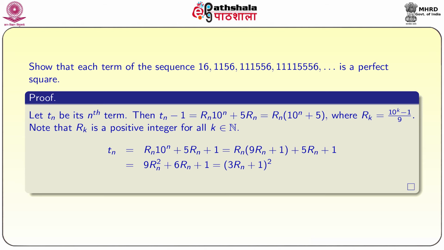Okay. So, now if you simplify it, it becomes 9 R_n squared plus 6 R_n plus 1, which is equal to (3 R_n plus 1) whole squared. So, each term here is a perfect square.